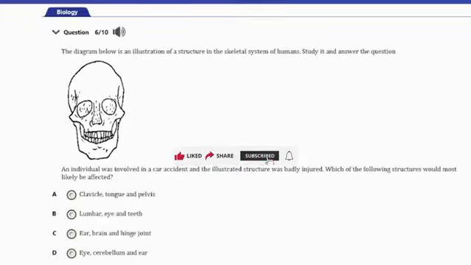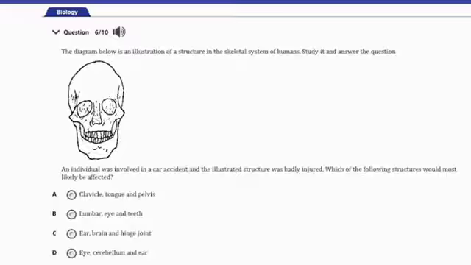We have A. Clavicle, tongue and pelvis, B. Lumbar, eye and teeth, C. Ear, brain and hand joints, D. Eye, cerebellum and ear. So guys, the answer to this question is option D, and that's the eye, the cerebellum and the ear. So those are the parts that this skull will not protect so well, and as a result they will be badly injured if anything should happen relating to this part of the supporting tissue, that's the skull.